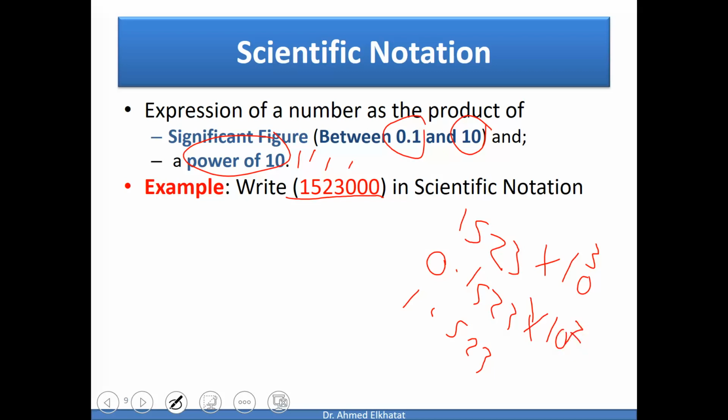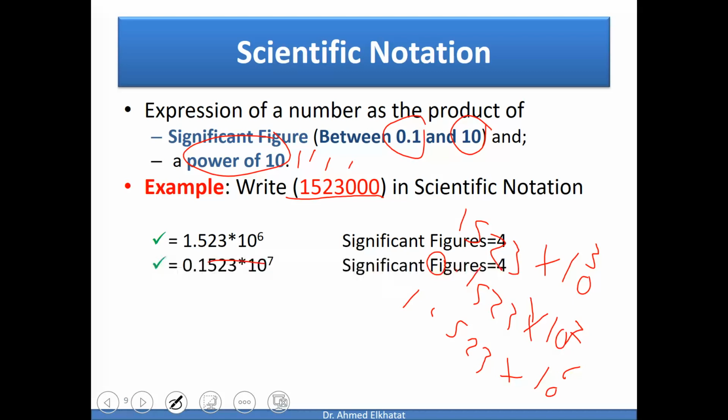Okay, here I moved for 3 digits only, so it should be 6. Okay, so we can say 1.523 times 10 power 6, or as we said earlier, 0.1527 times 10 power 7. So it also has 4 significant figures. This one is not scientific notation. Okay, it's correct as a significant figure, but it's not correct as scientific notation.